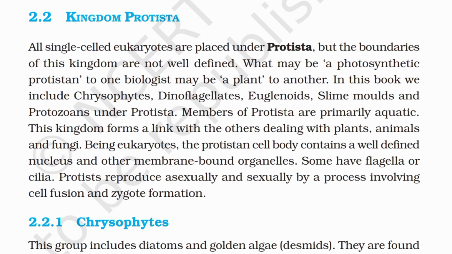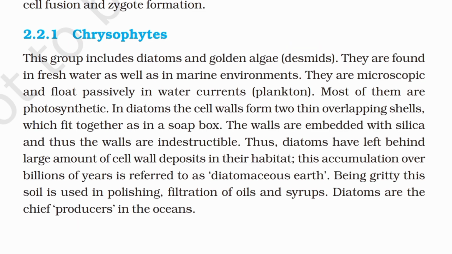Members of Protista are primarily aquatic. This kingdom forms a link with others dealing with plants, animals, and fungi. Being eukaryotes, the protistan cell body contains a well-defined nucleus and other membrane-bound organelles. Some have flagella or cilia. Protists reproduce asexually and sexually, by a process involving cell fusion and zygote formation.